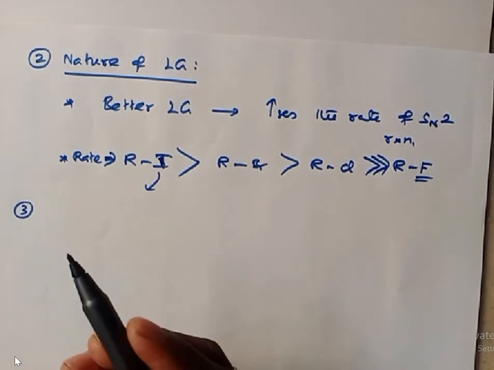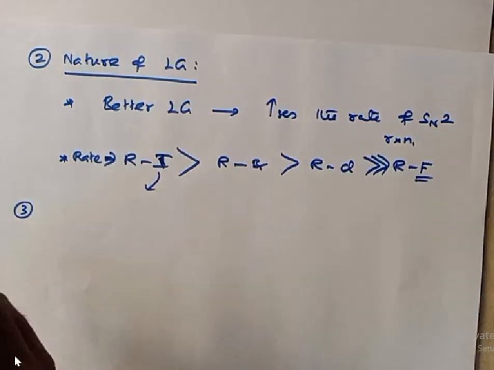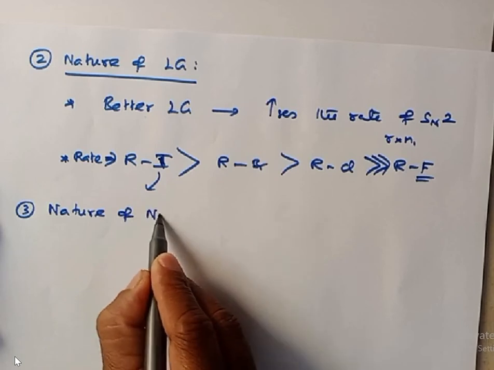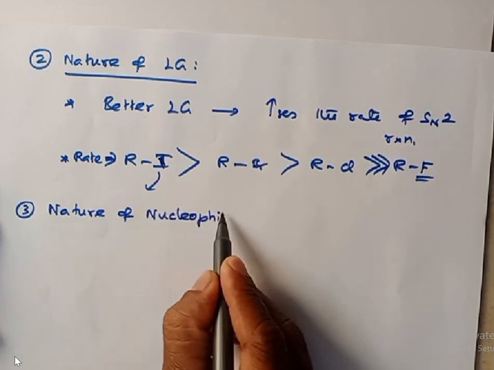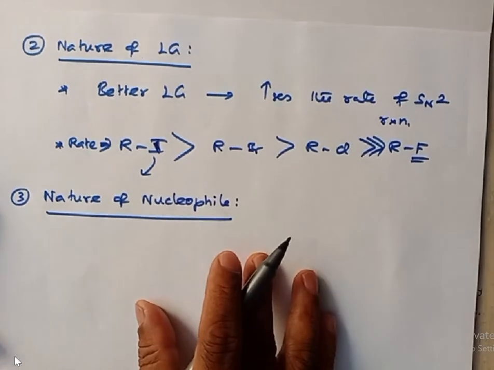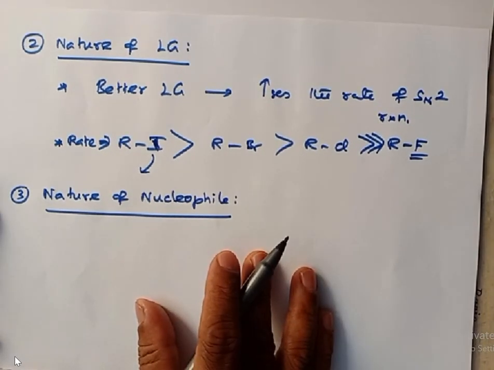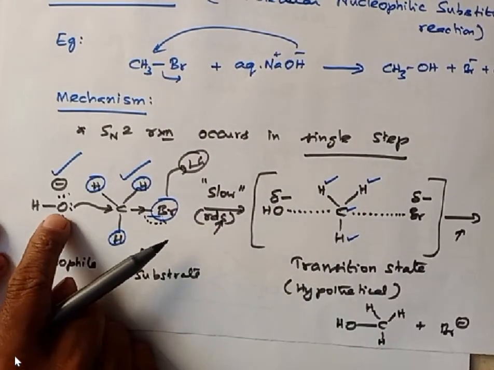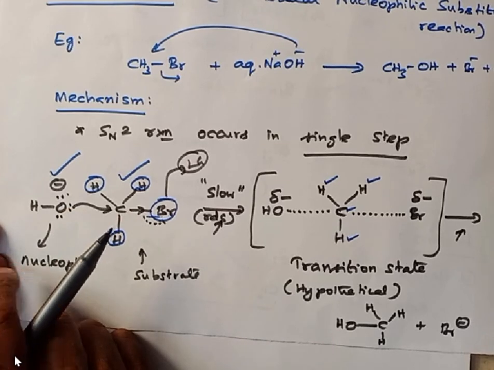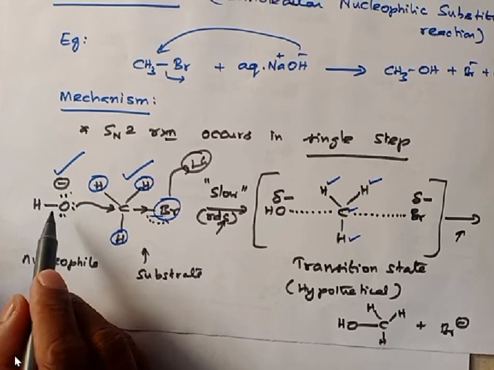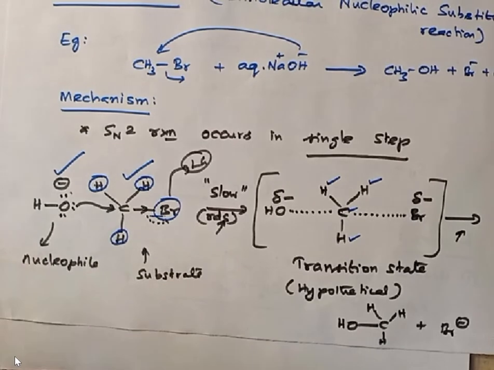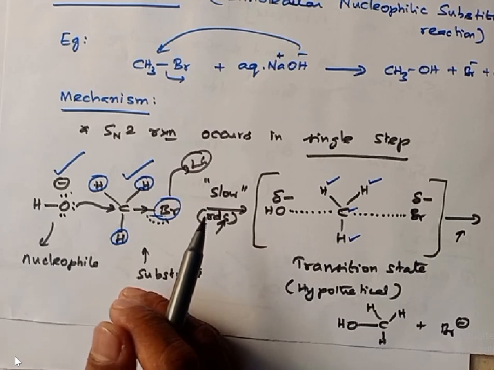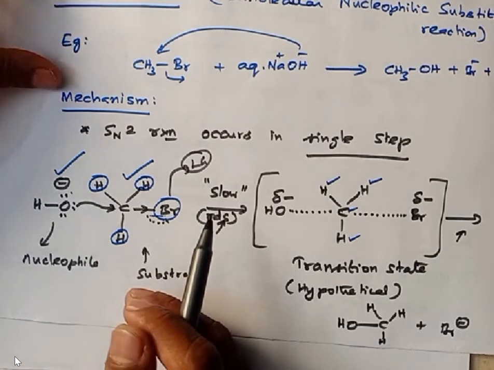So we have discussed the substrate, leaving group, then the nucleophile, nature of nucleophile. Students, this is another important point. In the rate determining step, the nucleophile is participating. The nucleophile should donate the lone pair and attack the carbon. It should readily donate the lone pair. That means it should be a very strong nucleophile. Strong nucleophiles are preferred in the Sn2 reaction.